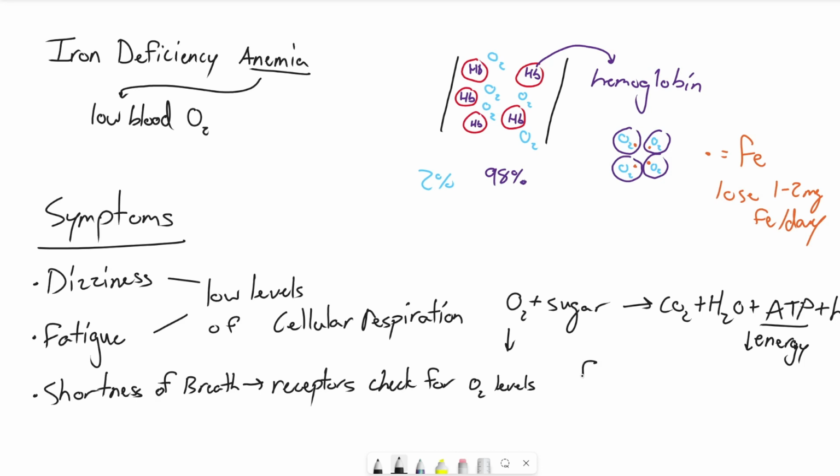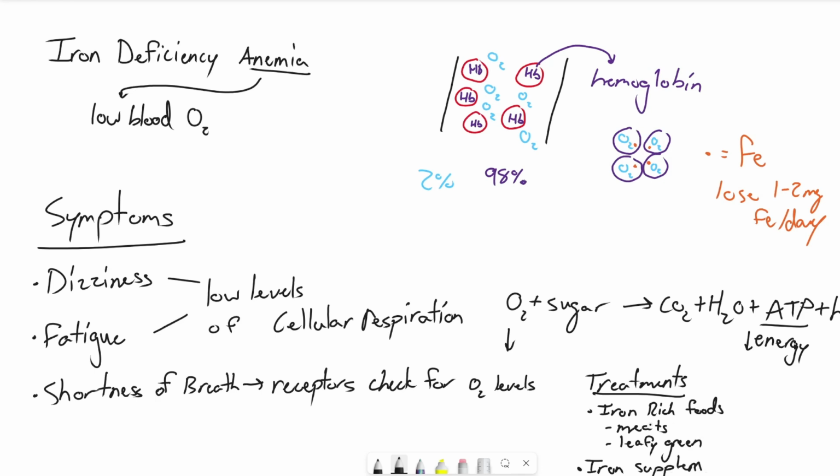So what are some ways to fix this condition, or we'll say treatments? What are some ways to treat this condition? Well, the big ways are to get iron in our system. So we can do that through iron-rich foods. These are like meats and leafy greens. And if we have a big problem with this, we can even do iron supplements. If we have a problem with not absorbing enough iron from these foods for whatever reason, we can take supplements to help with that. So this is iron deficiency anemia.